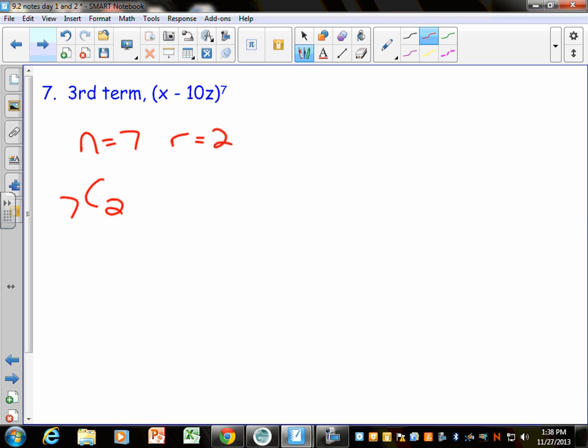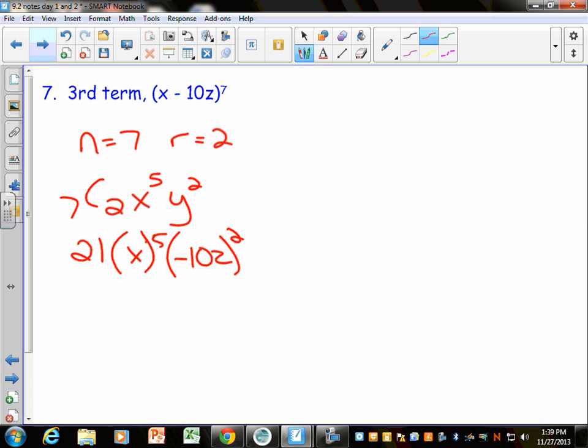7 choose 2, x to the 7 minus 2, which happens to also be 5, y to the second. And again, you can always check. Those 2 should add up to that n, so that's a nice little check that you did that right. And again, if you just use your calculator, you get 21 there. X is x in this one, and y is negative 10z. So negative 10 squared is 100. 100 times 21 is 2100. X to the 5th, z squared.